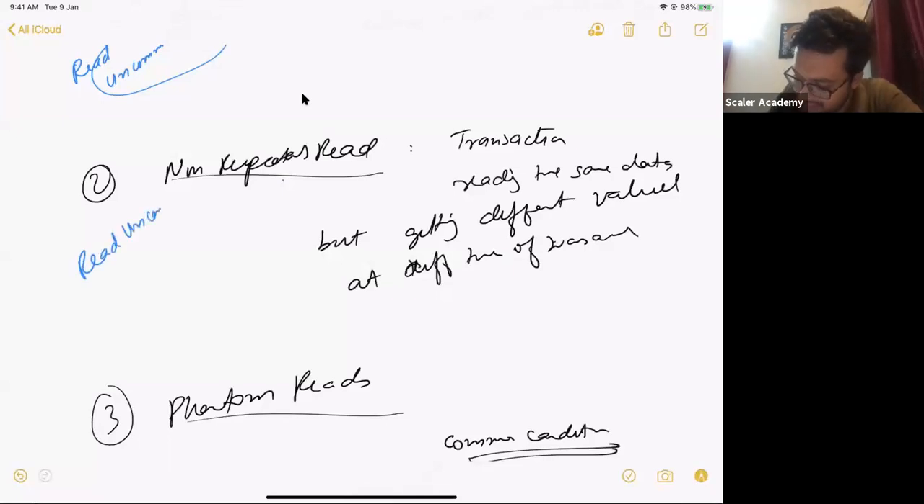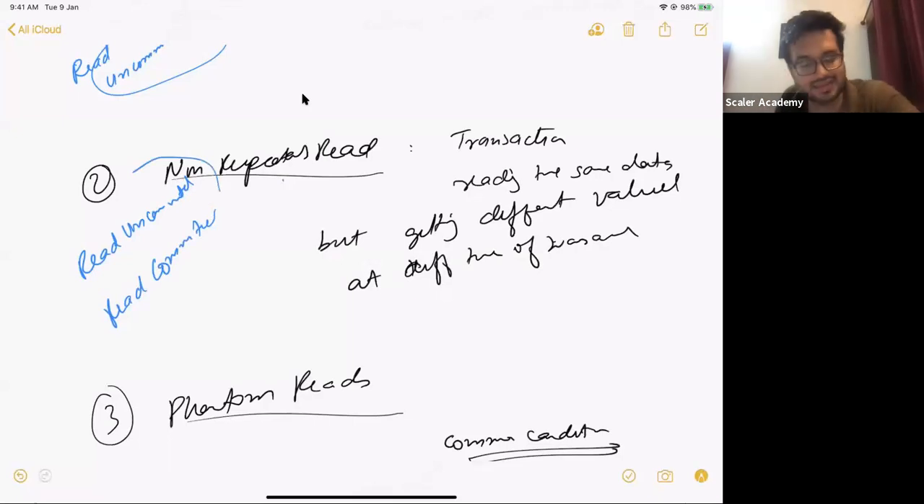Can this occur in read committed? Yes, this can. We discussed exactly the same example. So this can occur in read committed as well. Can this occur in, let's say, snapshots? It cannot, right? Because snapshot basically means, as I told you in MySQL, what they call repeatable reads. So this is not possible in snapshots.